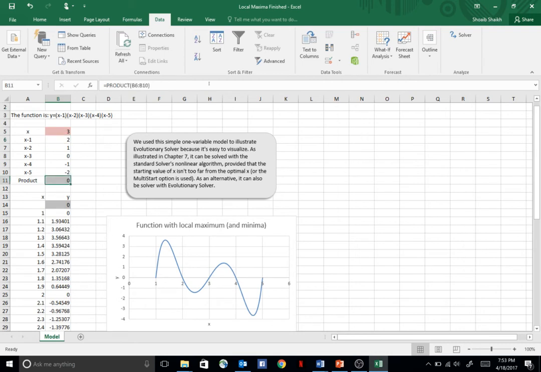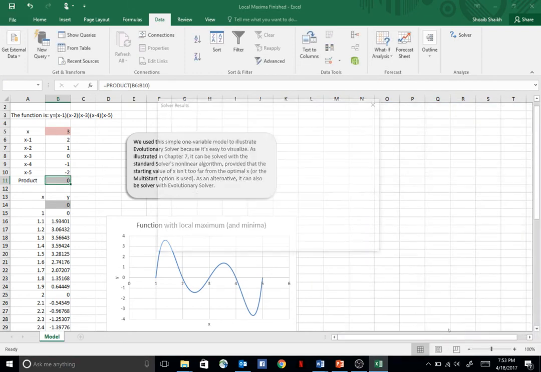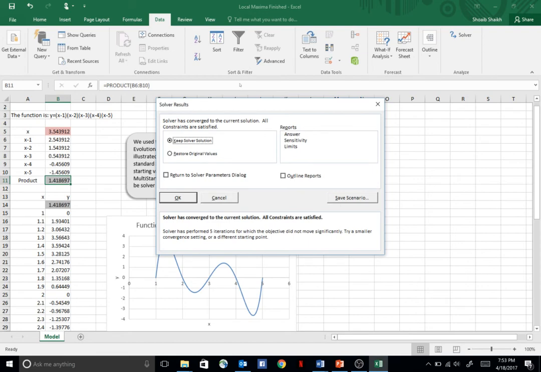This is essentially just taking the product of all these values, so it's encapsulating this nonlinear function, as you see. It's calculating right here, and this is basically doing a sensitivity analysis. But anyways, I want to go back to Solver and solve this once again without the multi-start selected, starting at point 3 on the nonlinear function, and I hit solve.